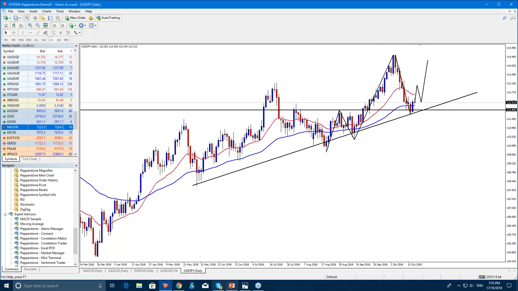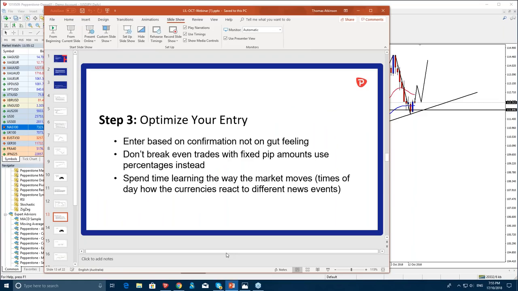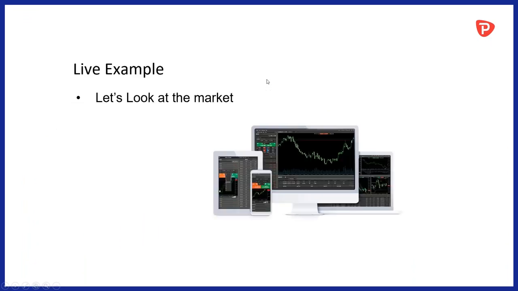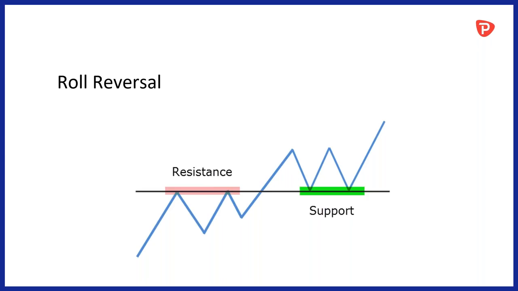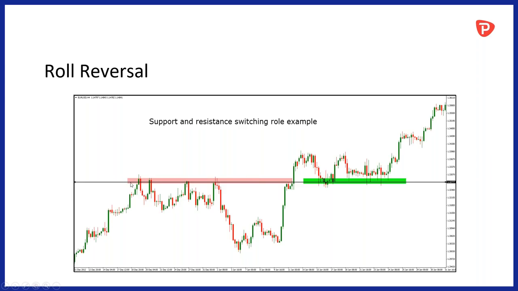So again, let's just jump back into these slides and go on to the next one. So we talked about role reversal before. Most people that attend these webinars regularly will be familiar with it. We have covered it several times. I'll be very quick here. So it's where basically resistance has been reached, generally several times. And then when it's broken through, it's come back down and tested that resistance, and that resistance has become support. So again, here's role reversal.